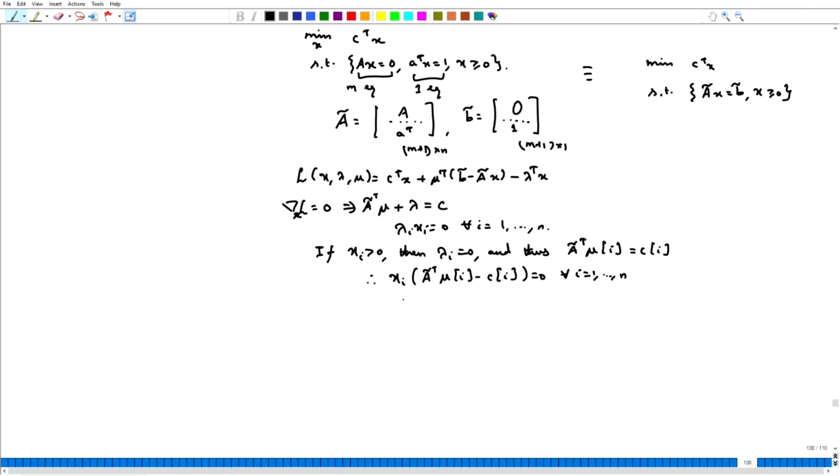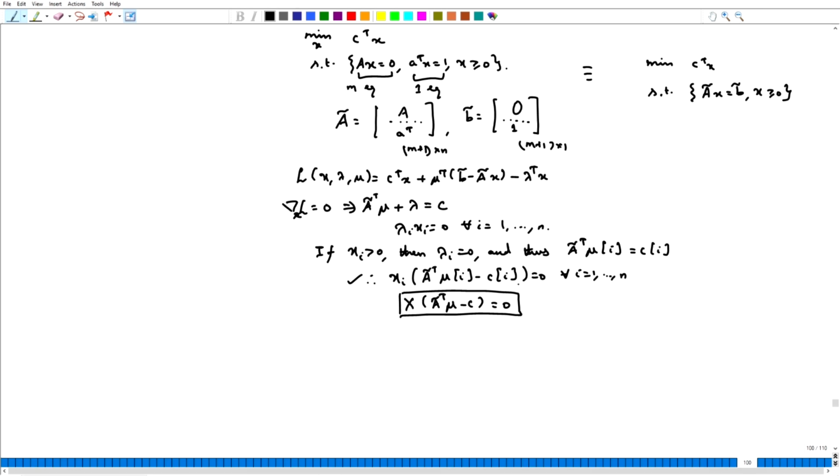So, if you want to write this in the form of a matrix, it is capital X into A tilde transpose mu minus C equal to 0. This is exactly the condition that we are actually going to use. So, when you have the optimal value of x and optimal value of mu, you know that this condition is satisfied, where x I into A tilde transpose mu minus C is equal to 0.